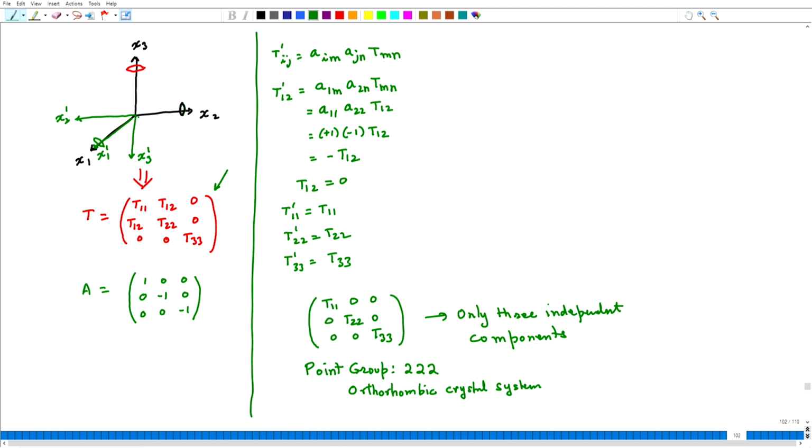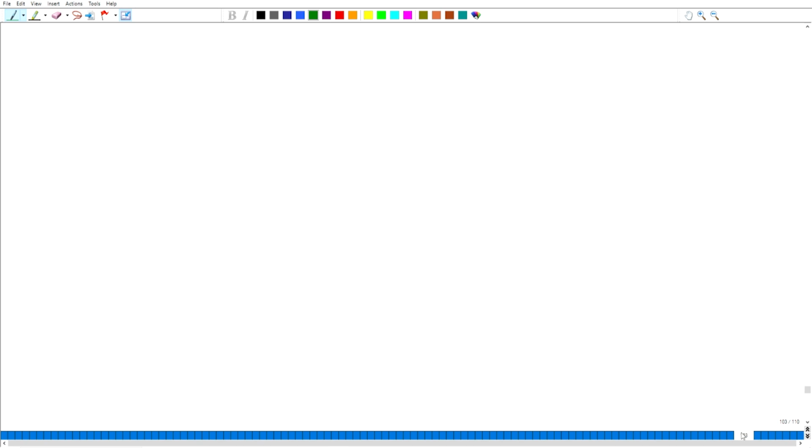Now, let us look at another symmetry operation. Let us look at a tetragonal crystal system. Now, what is the axial point group associated with the tetragonal crystal system? It is the point group 4. So, I have a 4-fold rotation symmetry and let us keep it along the x3 axis.